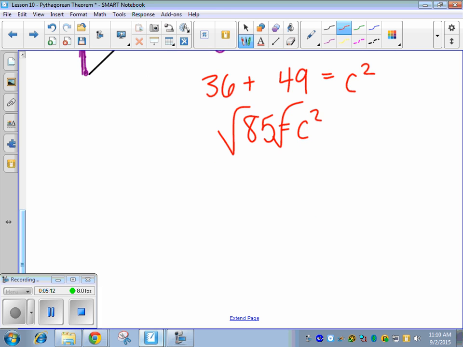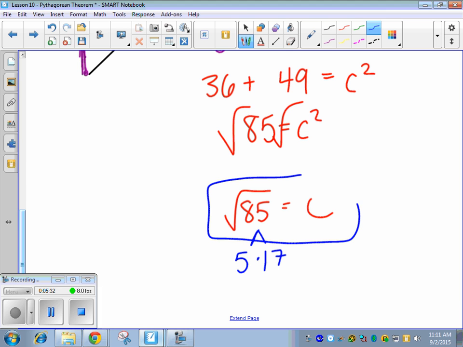And I want to know, are there any perfect square numbers inside of 85? What I usually do is, well, I know 5 goes into that. How many times does 5 go into that, you guys? Okay. 17 is prime, 5 is prime. There are no lucky numbers in there to simplify it. So you can leave it as the square root of 85.